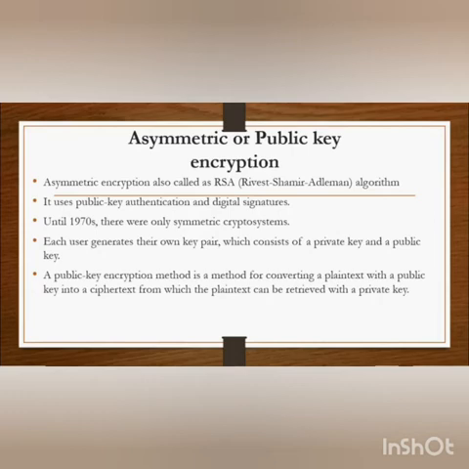A public key encryption method is a method for converting a plain text with a public key into a ciphertext. So, for converting a plain text into a ciphertext, they will use a public key. But while decrypting, they have to convert a ciphertext into a plain text, and this time they will use a private key. The same way for decryption, again they have to convert ciphertext into plain text, and for that they will use the private key.